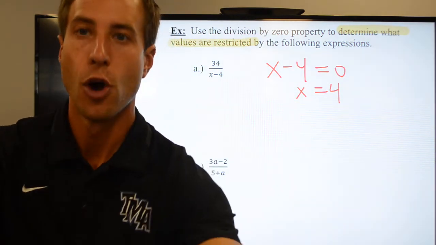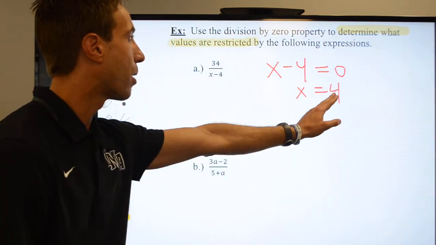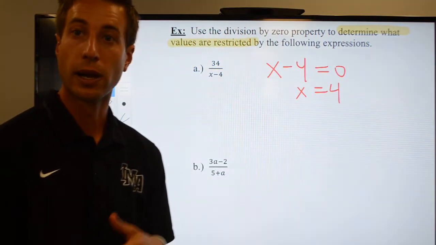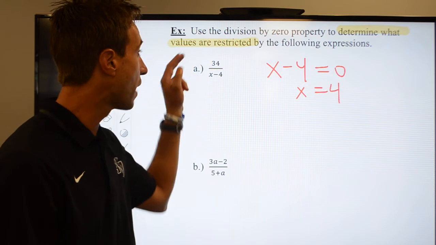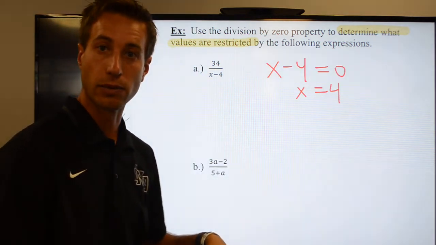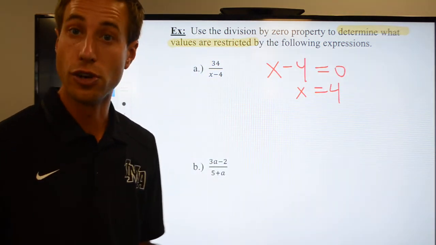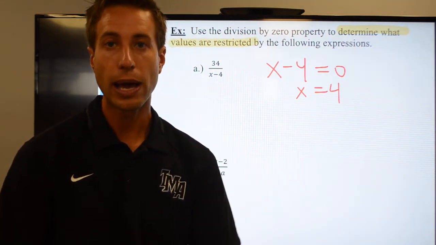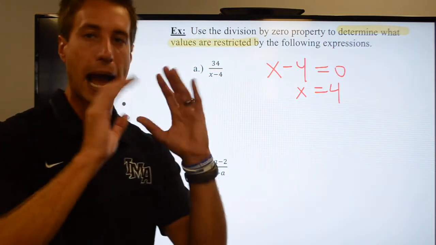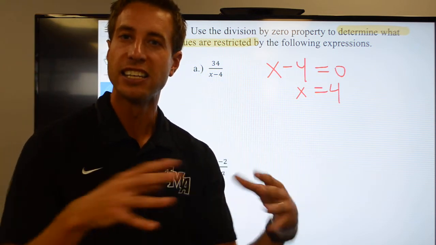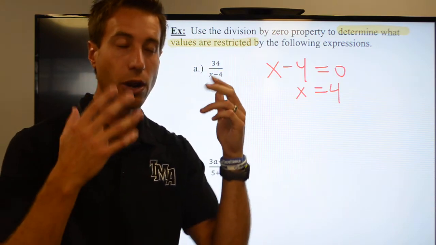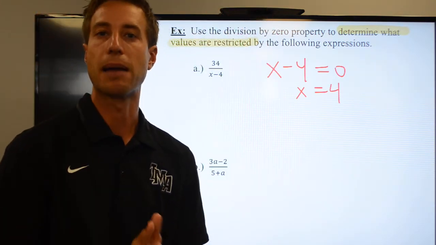Let's check that. What happens if I plug a positive 4 in for x? Well, 4 minus 4 is 0. Can I divide 34 by 0? The answer is no. And even if you forget that division by 0 is not allowed, go ahead and plug it into your calculator. Your calculator will absolutely freak out, lose its mind. It's going to give you a syntax error, right? And hopefully that should be the little reminder, oh, that's right, I can't divide by 0.